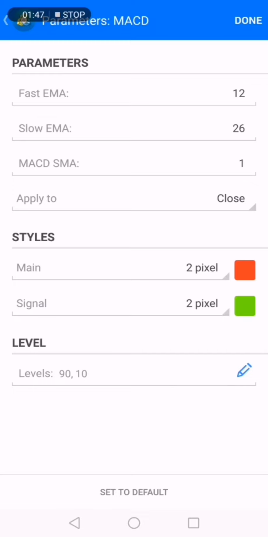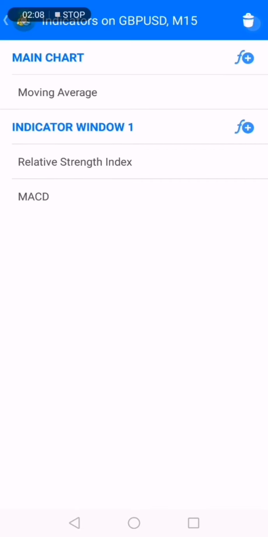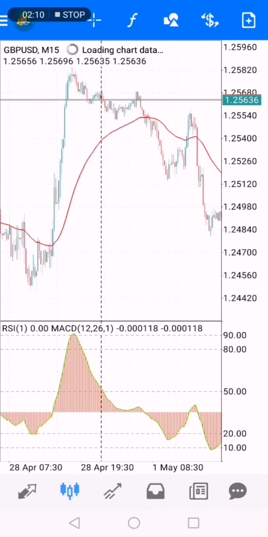Then we also have to add our MACD. For our MACD, the fast EMA has to be 12, slow EMA 26, MACD SMA has to be 1, applied to close. Then you choose any colors of your choice. So I chose red and green. Then for the levels, that's 90 and 80. Sorry, that's 90 and 10. Then here we're done. So now we go back to our chart.